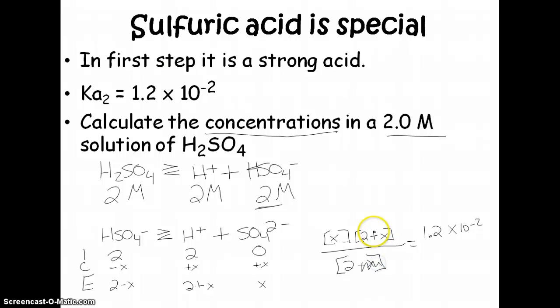All right, so it's a small Ka, so we can cross out the pluses and minuses, which also gets rid of that. So this is our X. So that means that we have 1.2 times 10 to the negative second of the HSO4. And then we have 2 plus that, so 2.012 of the H plus. And then 2 minus that, so 1.988 of the HSO4 minus. Okay? All right, let's look at one more.